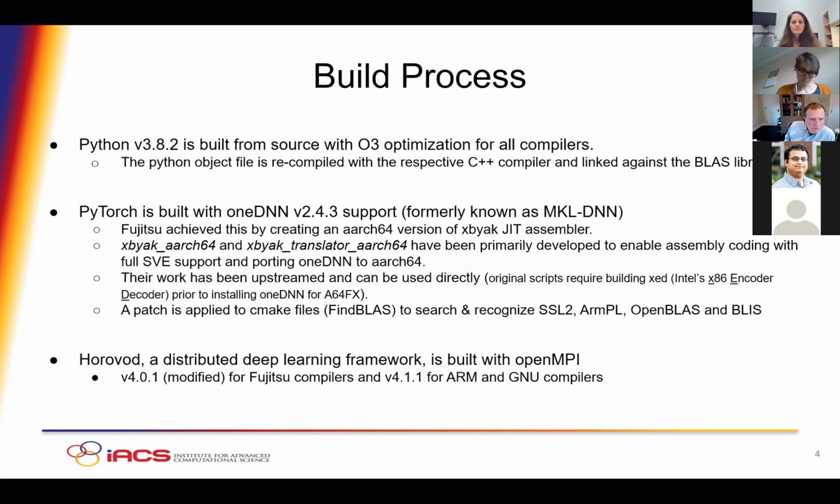To make PyTorch build with these different compilers, small software patches have been applied across. The largest one is to the CMake files to find the BLAS library so that it can recognize SSL2, the ARM performance libraries, OpenBLAS and BLIS. Finally, for distributed training, we use Horovod, and that is built with OpenMPI. For the Fujitsu compiler, we use the one that they have provided, which is based on 4.0.1, but they have modified it a lot. And for the ARM and GNU compilers, we use 4.1.1.